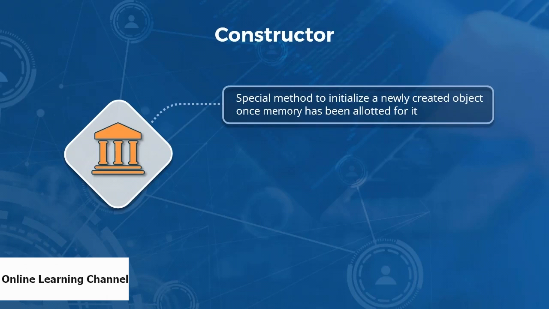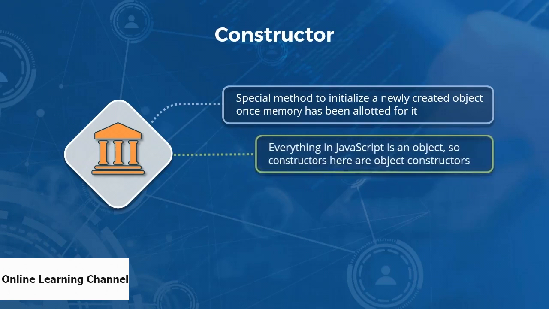Once memory is allocated, the properties of your object have to be initialized, and this is done typically in a constructor. If you were working in an object oriented programming language such as Java, constructors would be associated with classes. But everything in JavaScript is an object, including functions. So, constructors that we refer to here are object constructors. Objects here are actual instances that take up memory in your system and have a tangible existence.